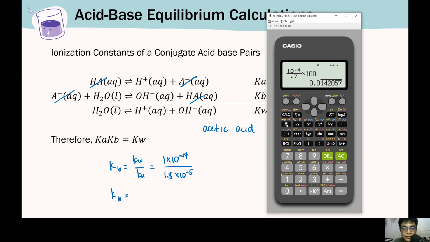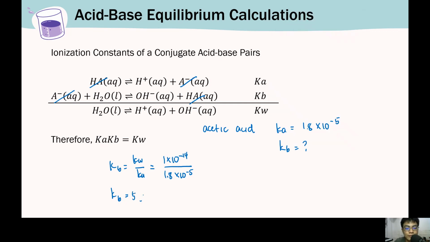Okay, 10 raised to negative 14 divided by 1.8 times 10 raised to negative 5. So ito pala yung value ng Kb. So 5.56 times 10 raised to negative 10. Okay? So ganun pala. So kapag given yung Ka, hinahanap yung Kb, pwede. Because the product of Ka and Kb is just the ion product of water, which is 1 times 10 raised to negative 14.